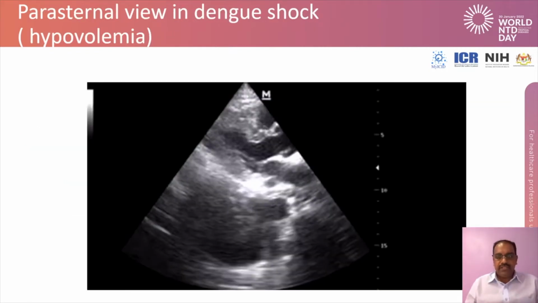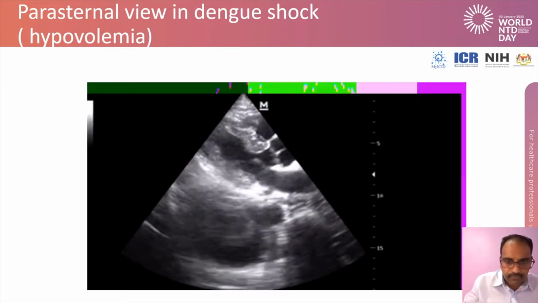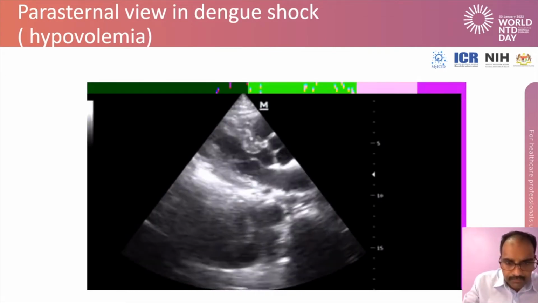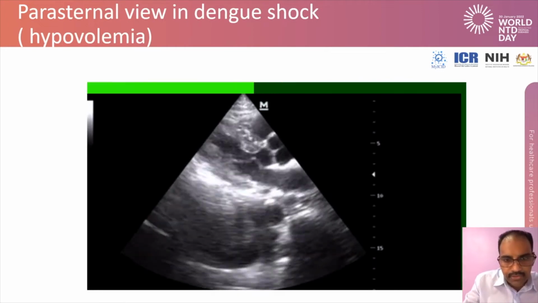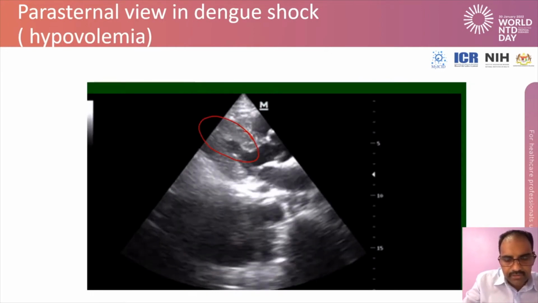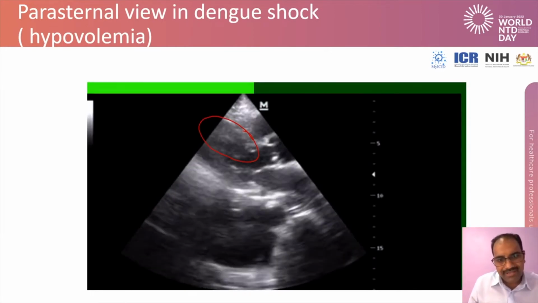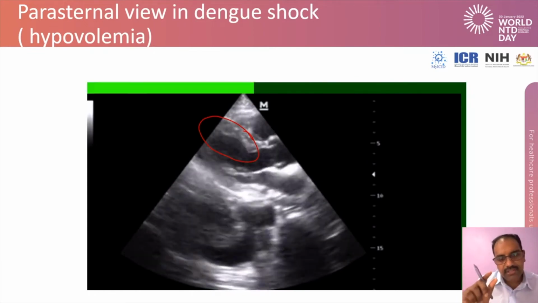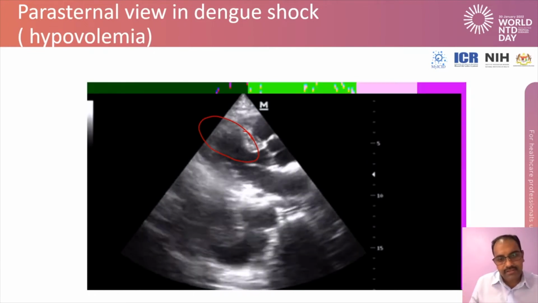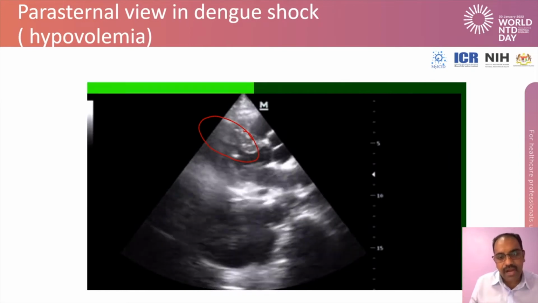So what we are going to see now is an example of a patient in hypovolemic dengue shock. The patient is basically in compensated dengue shock. So let's focus on the LV function here. You can see here, this is the ventricle, and you can see both walls are touching each other. That means both walls are kissing. That proves that this patient is hypovolemic.